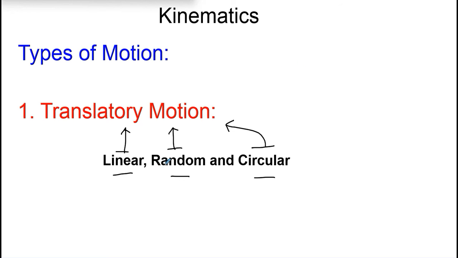So all of these three types are examples of translatory motion. So these were the examples of translatory motion. And you have seen what is a linear motion, what is a random motion, and what is a circular motion. So let me ask you a question.